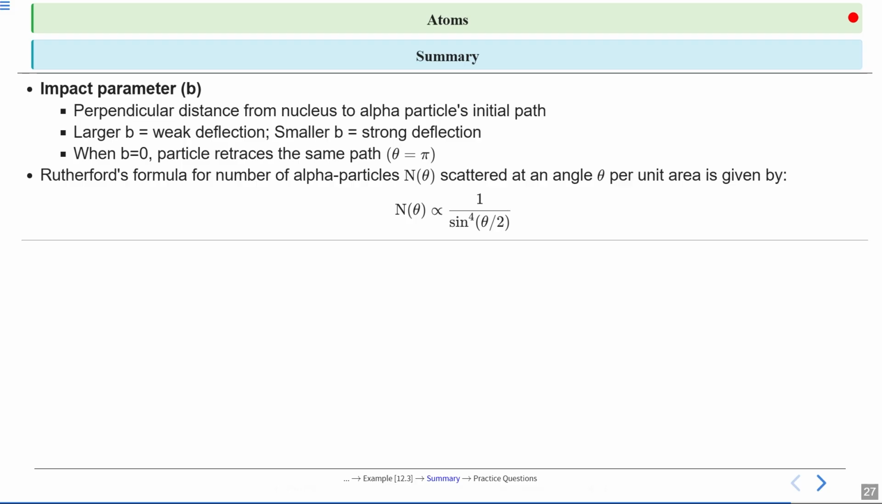Now let's look at the Rutherford formula for the number of alpha particles scattered at a particular angle theta per unit area. The formula tells us that N theta is proportional to 1 divided by sine to the power 4 theta by 2. In other words, as the scattering angle increases, the number of particles scattered at that angle drops off very quickly. For example, if theta is small, sine theta by 2 is small, so N theta is large. But for large angles, N theta becomes smaller. This formula is crucial in showing that most of the atom is empty space.